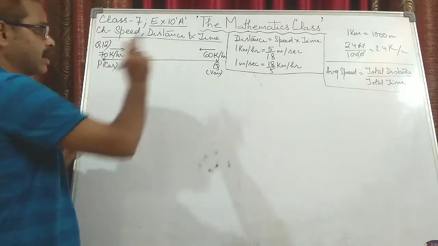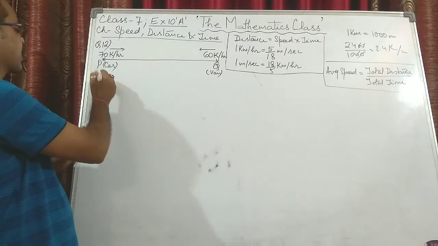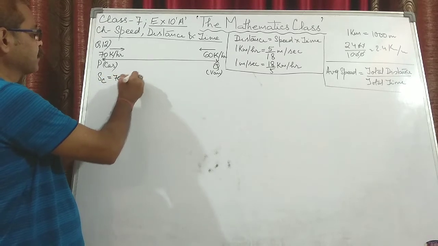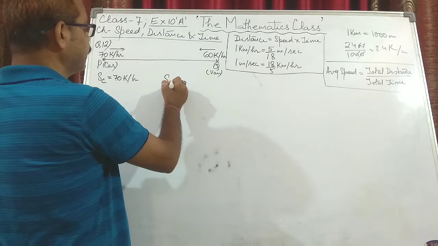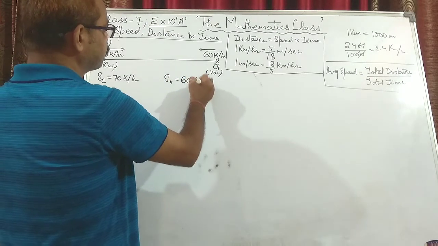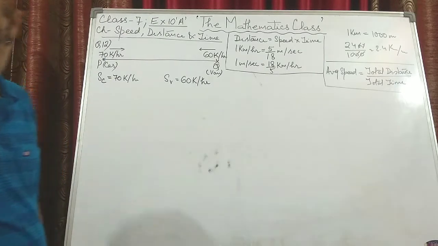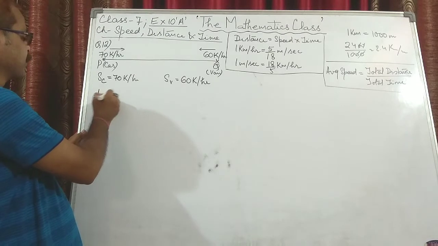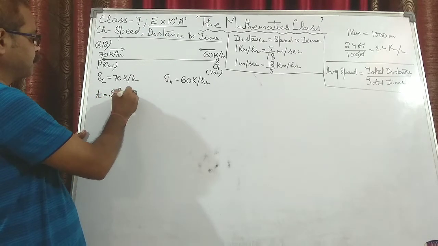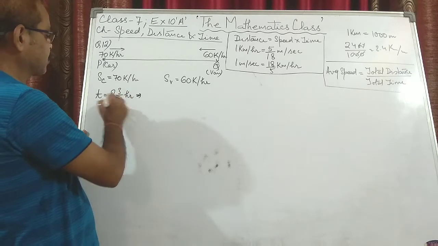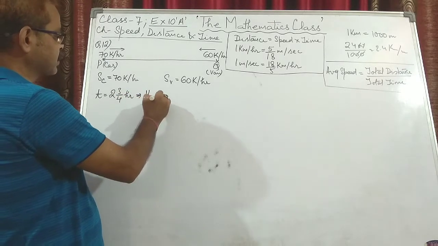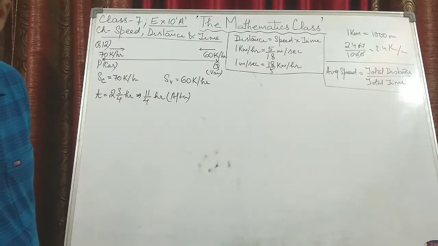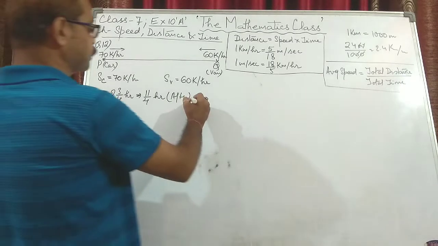A van is moving from point Q and a car is moving from point P. Both vehicles are starting at the same time. The speed of the car is 70 km per hour and the speed of the van is 60 km per hour. Both of them are traveling towards each other. After 2 whole 3 upon 4 hours, the time given, it means 4 2s are 8, 8 plus 3 is 11, so 11 upon 4 hours. After 11 upon 4 hours, they say they were 65 kilometers apart.